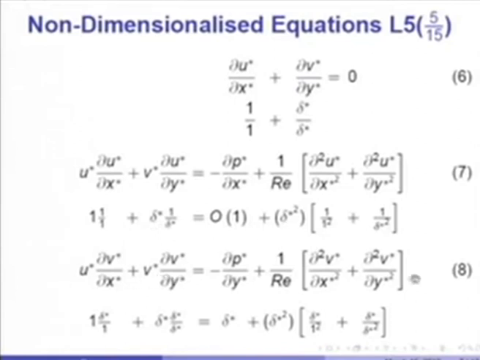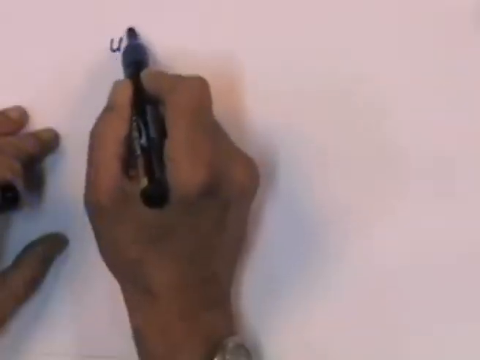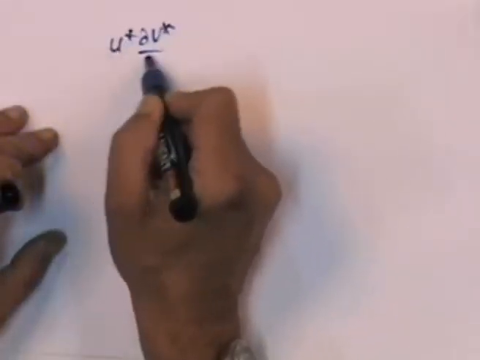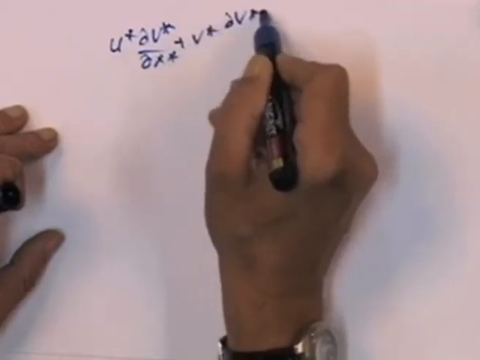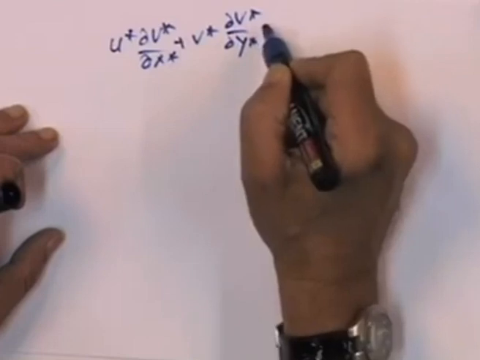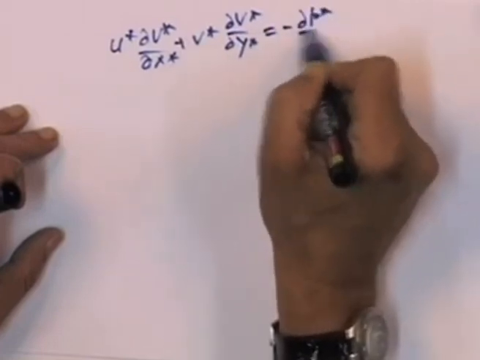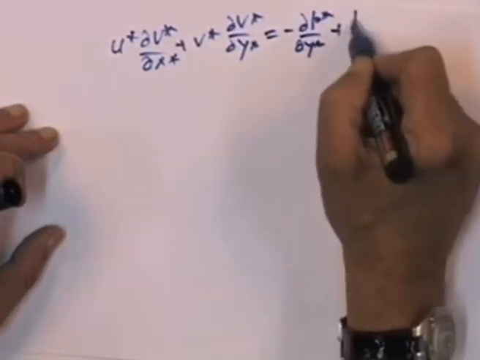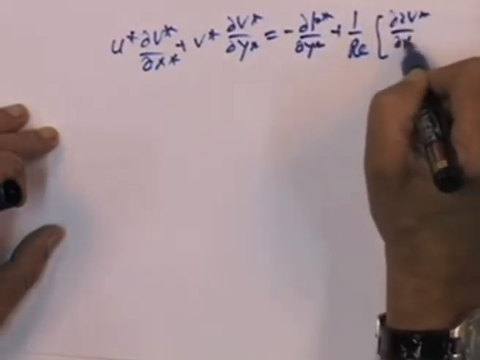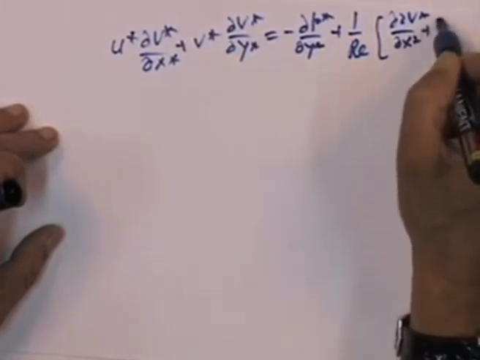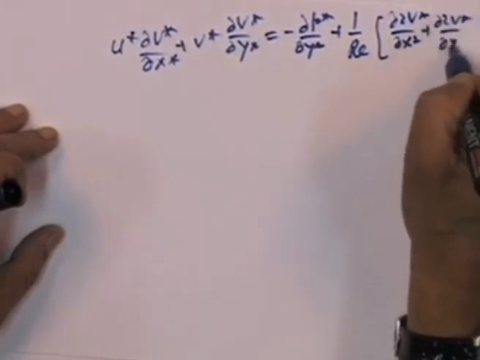Let us examine likewise the v momentum equation. Then you will see that the v momentum equation is u star dv star by dx star plus v star dv star by dy star equal to minus dp star by dy star plus 1 over Reynolds number into d2v star by dx star square plus d2v star by dy star square.